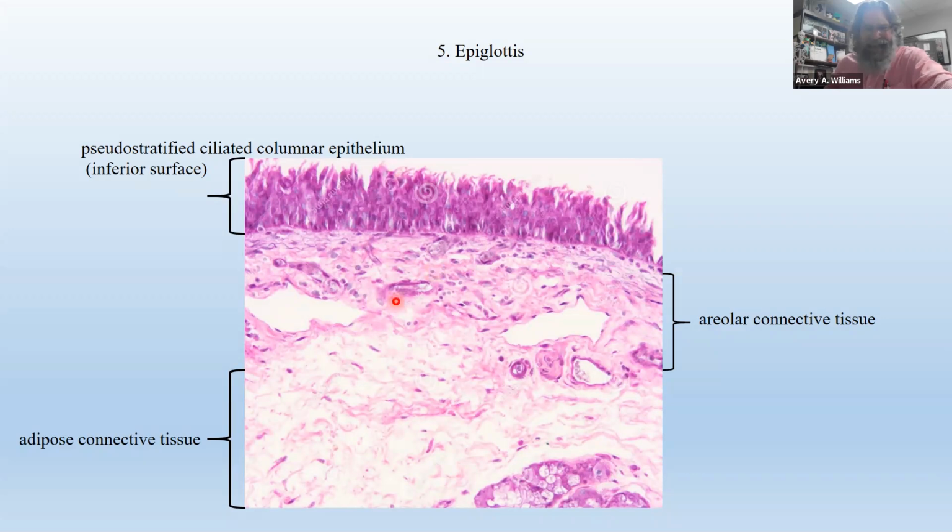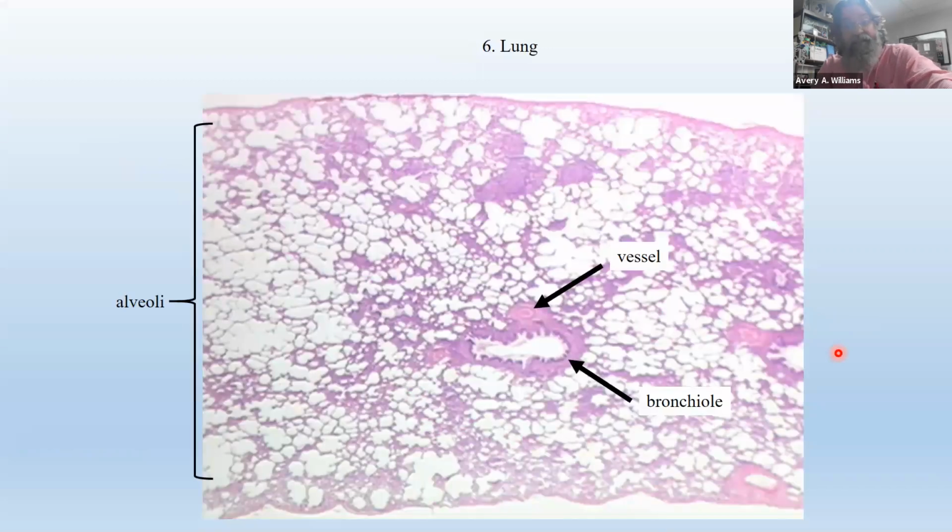You don't want it to be dense connective tissue in there because you're going to have blood vessels and glands, and these are some capillaries right here, and so you got to make room for that. To make room for those kind of structures, you need areolar, not a dense connective tissue. Okay, and that's it. That's the epiglottis. Okay. Next is the lung.